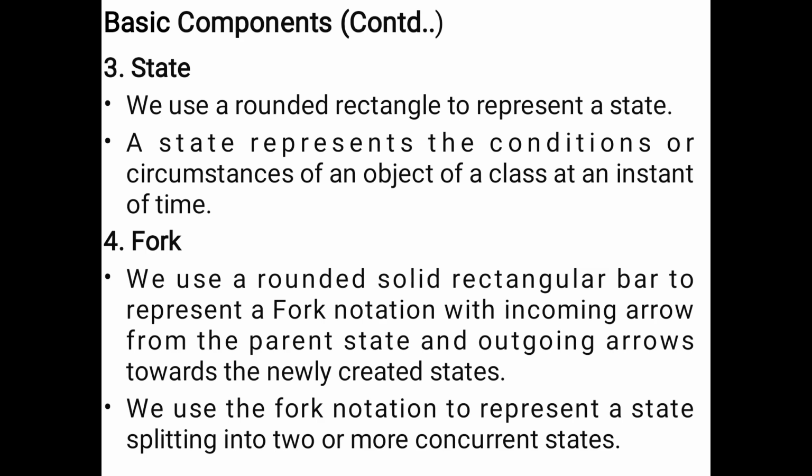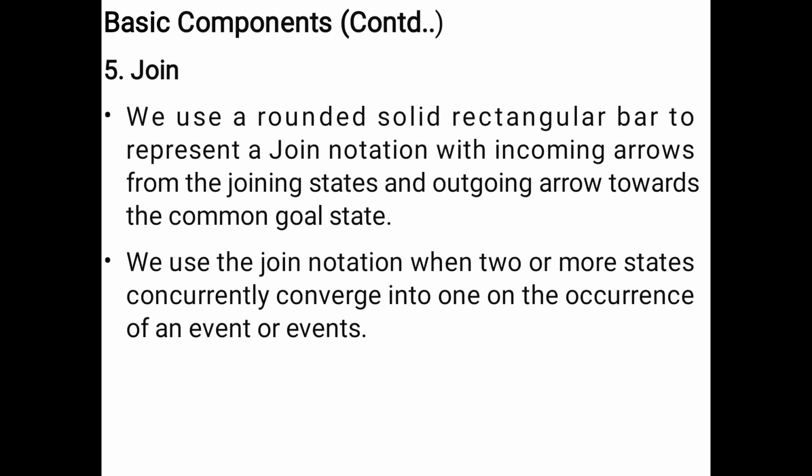We use this fork notation to represent a state splitting into two or more concurrent states. Then join. We use a rounded solid rectangular bar to represent a join notation with incoming arrows from the joining states and an outgoing arrow towards the common state. We use the join notation when two or more states concurrently converge into a single one.